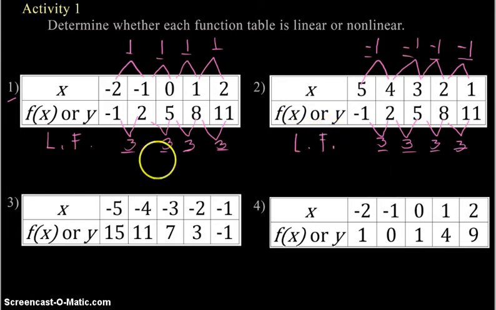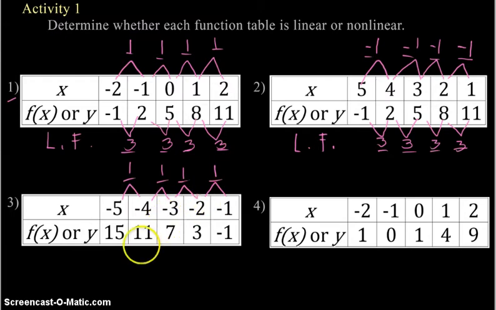Okay, number 3. So, negative 4 minus negative 5 is positive 1. Negative 3 minus negative 4 is positive 1. Negative 2 minus negative 3 is positive 1. And negative 1 minus negative 2 is positive 1. So, ang rate of change ay constant or the same.